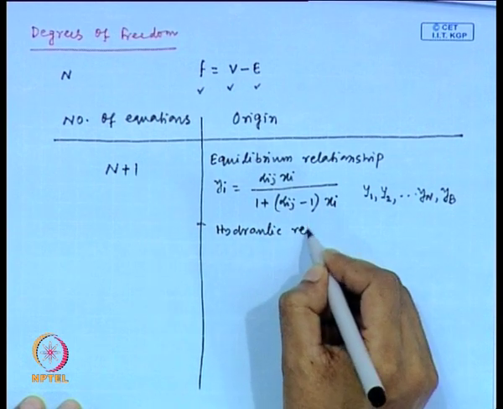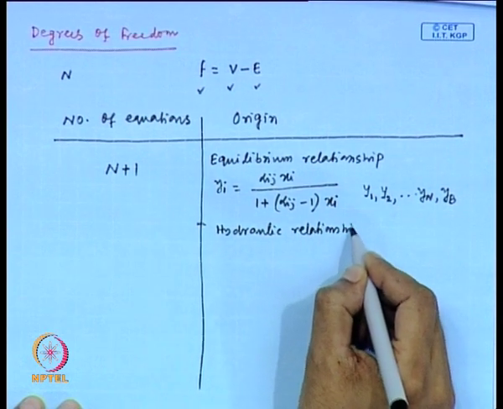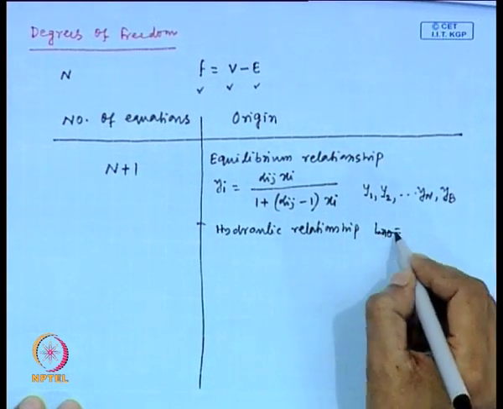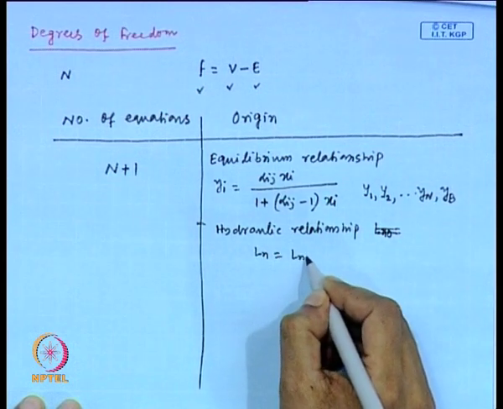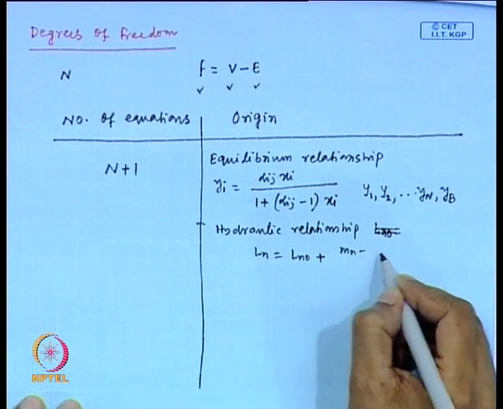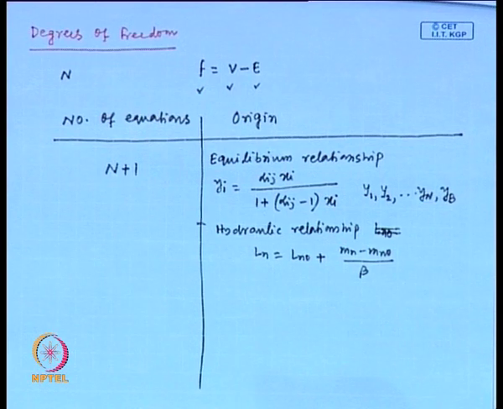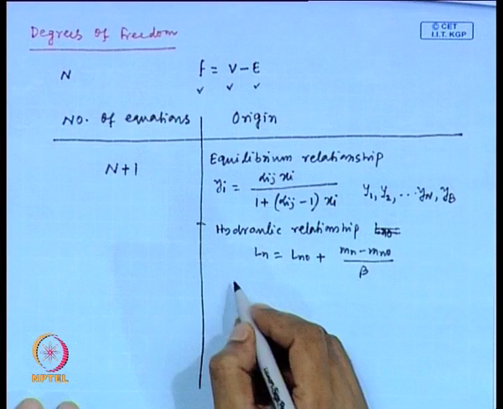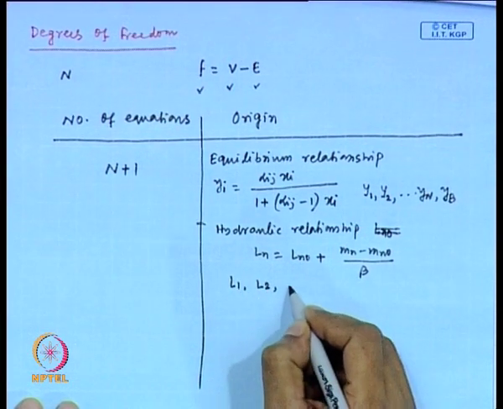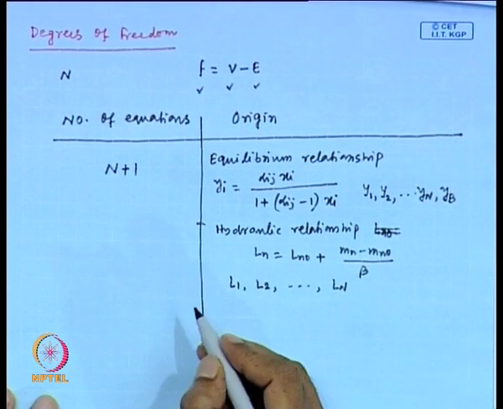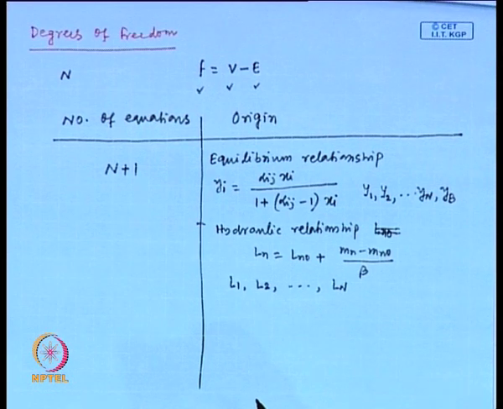Hydraulic relationship, that is L n naught equals L n equals L n naught plus m n minus m n naught divided by beta. How many liquid flow rates are involved in the distillation model? L 1, L 2 up to L n. N number of liquid flow rates we have to calculate using this Francis-Ware formula.